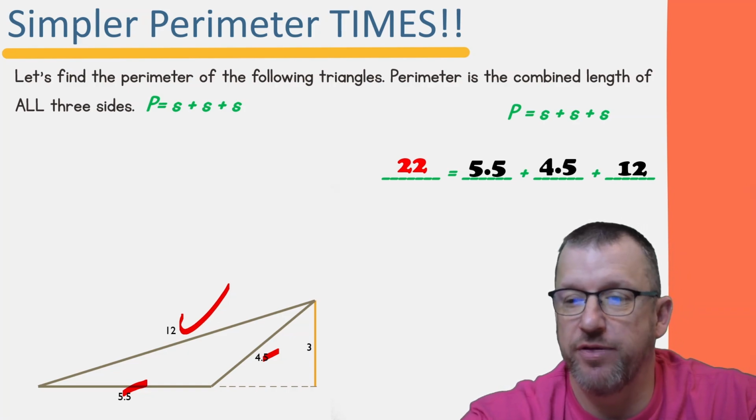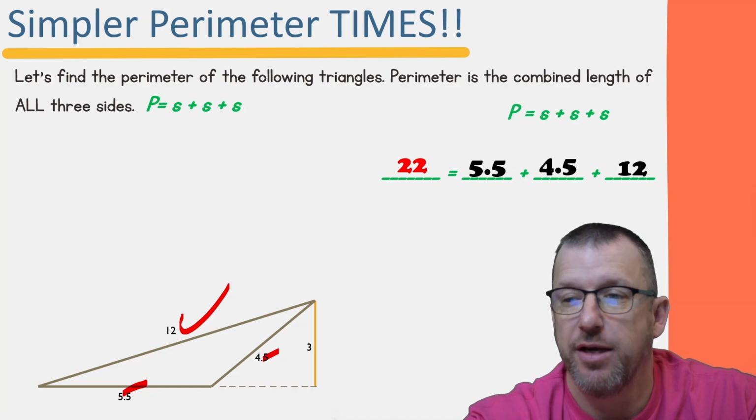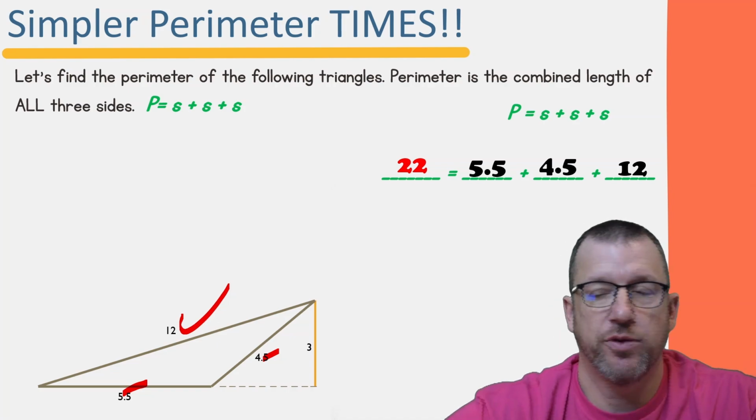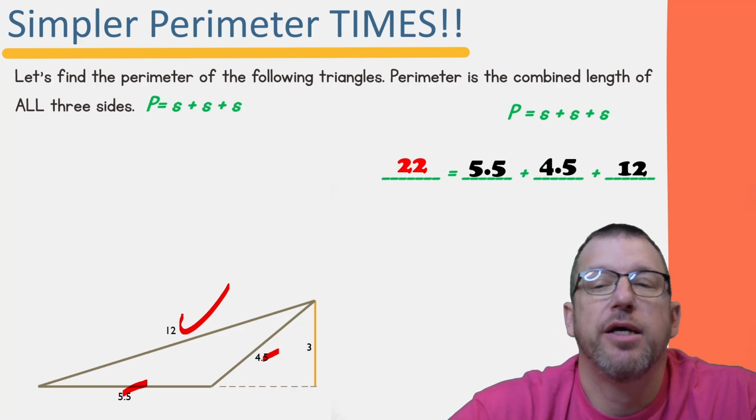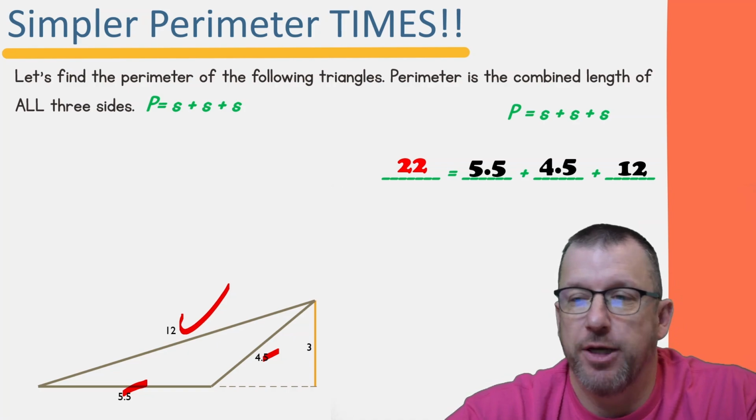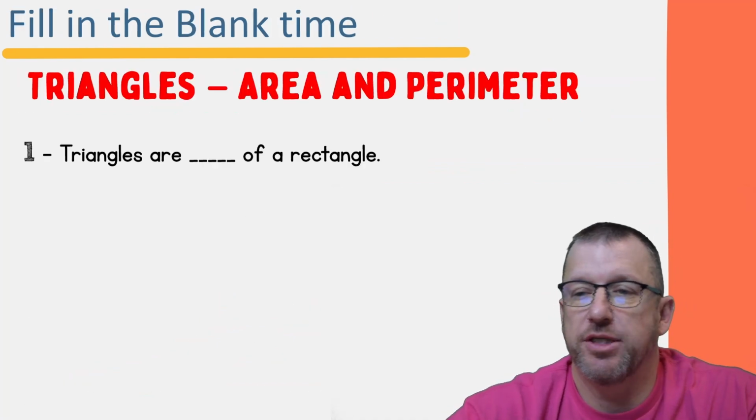And so if we're measuring the outside of a triangle and their units, let's say all those were feet, our answer would be 22 feet. It's not 22 squared feet because it's just a straight line. Area does squares, perimeter does a straight line. Okay? All right, so let's just fill in the blanks here.